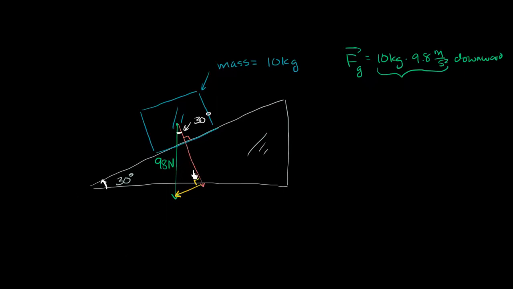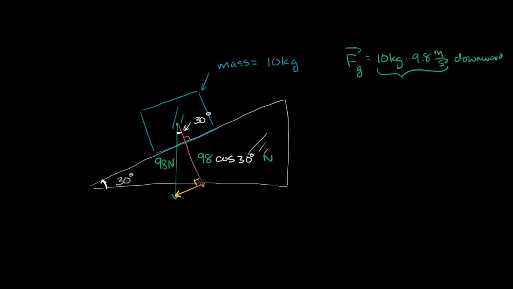This orange vector's magnitude over the hypotenuse is going to be equal to the cosine of 30. Or you could say that the magnitude of this is 98 times the cosine of 30 degrees newtons. And if you want the whole vector, it's in this direction, in the direction going into the surface of the plane.